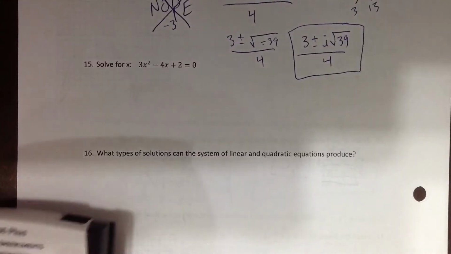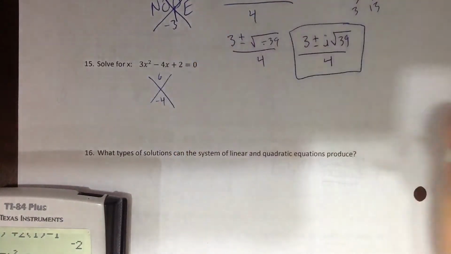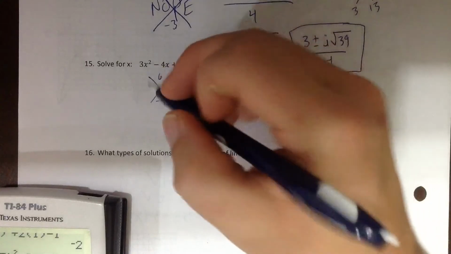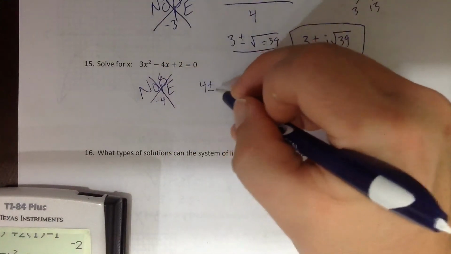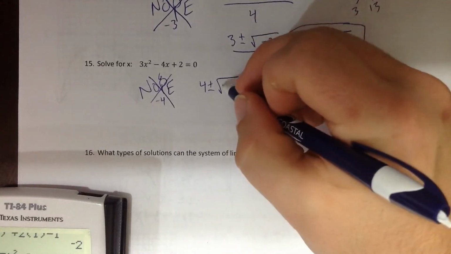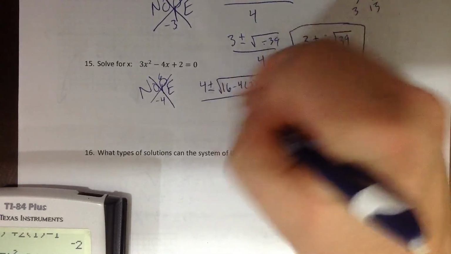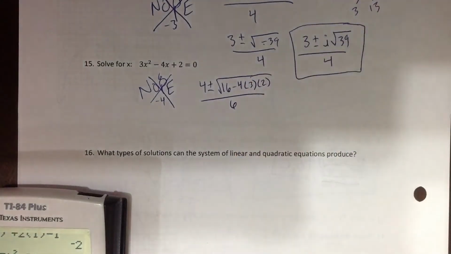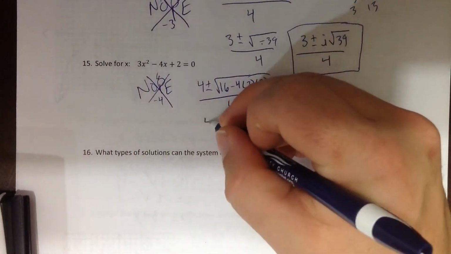Alright, number 15, once again, I'm going to see if I can factor it. So we've got 6 and negative 4. And so 3 and 2, 6 and 1. Again, it doesn't work. And so I've got 4 plus or minus the square root of 4 squared, which is 16, minus 4 times 3 times 2, all over 2 times 3, which is 6. Once again, the part underneath, 16 minus 4 times 3 times 2, is negative 8.